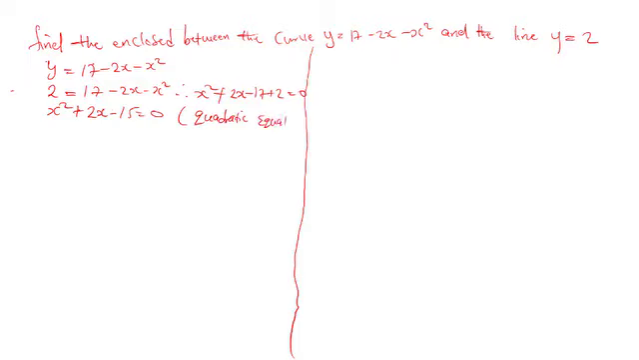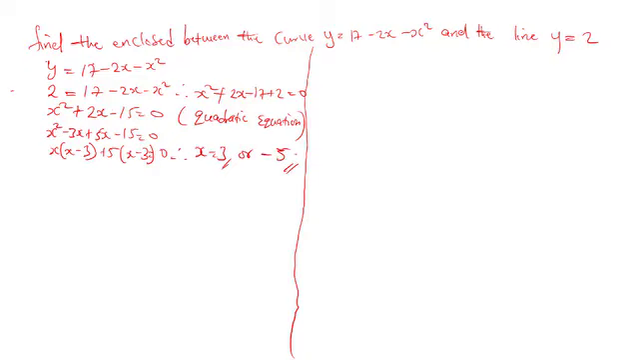If we solve this quadratically, the two factors are minus 3 and 5, because these are the two numbers. So we have x squared minus 3x plus 5x minus 15 equals 0. We now have x minus 3 times x plus 5 equals 0. So this is equivalent to x equals 3 or minus 5. Now these are the two points where this curve is being bounded.